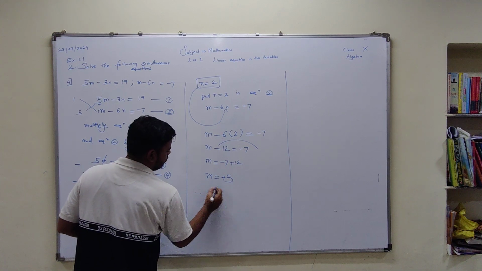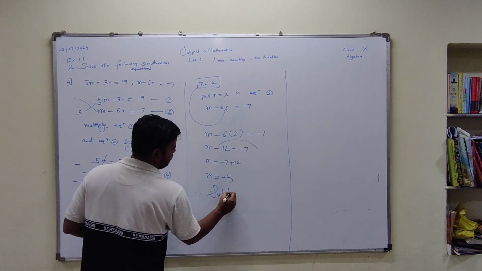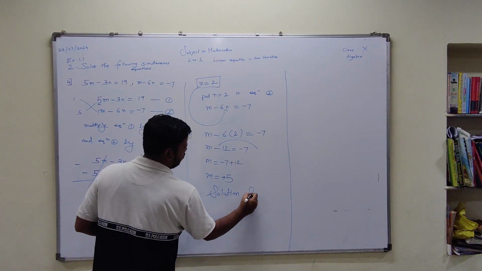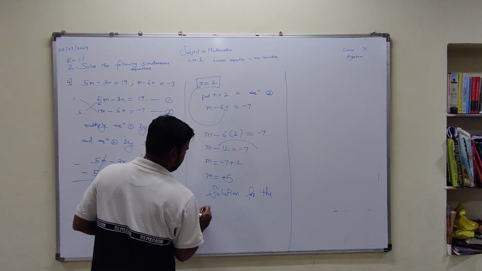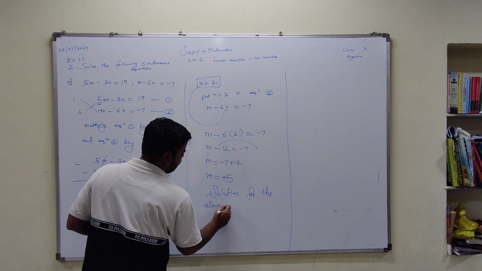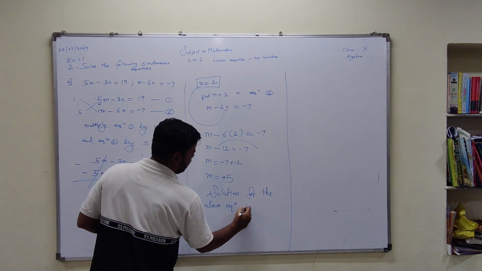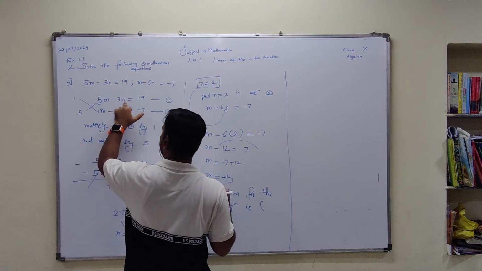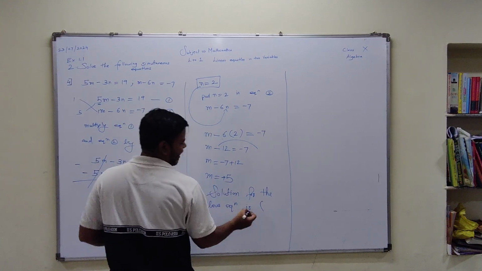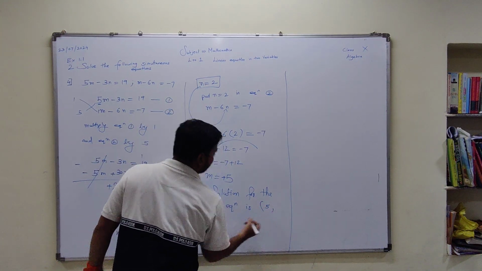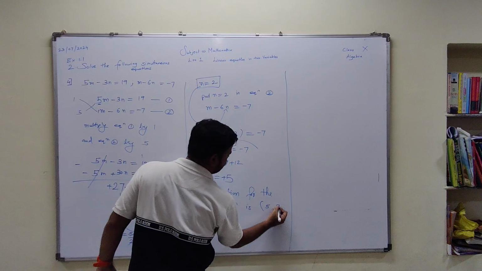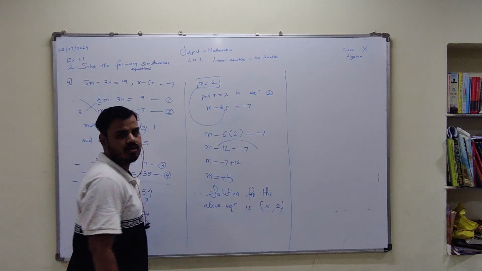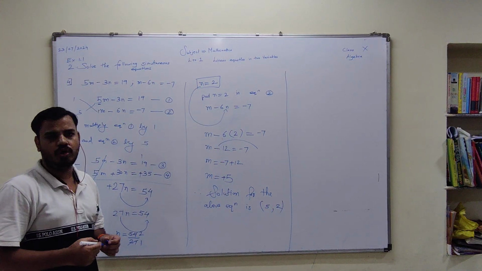Therefore, the solution for the above equations is: first you will write the value of m and then the value of n. So the value of m is plus 5 and the value of n is 2. So this is our solution for example number 4. Thank you.